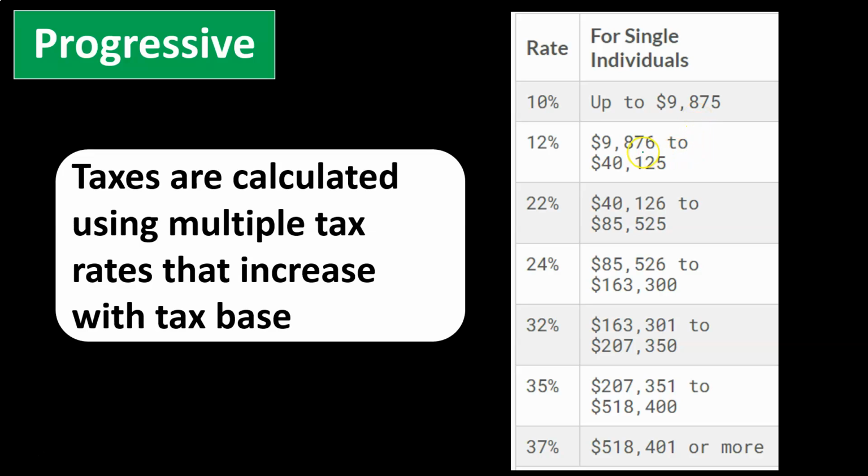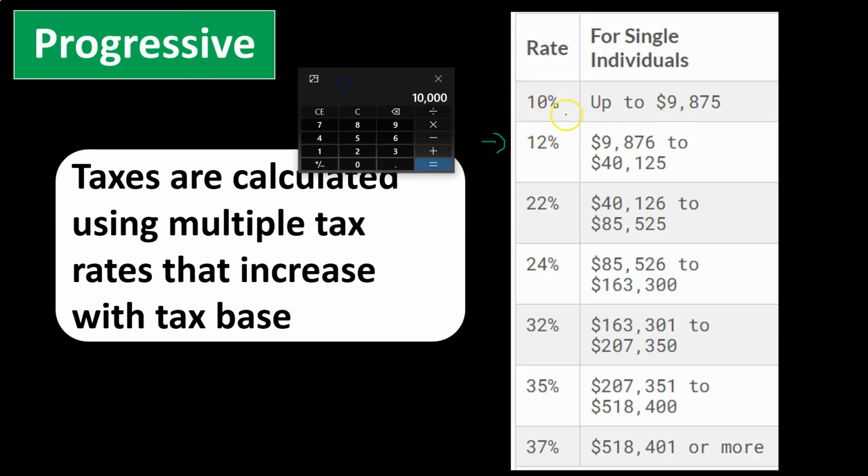Then the next level is from $9,876 to $40,125 at 12%. So when I get to this level of 12%, the confusing thing here is that if I earned $40,000, which is within this range, I'm not just taking 40,000 times 12%. Rather, I have to take 9,875 times 10%, and then I've got to take the difference that gets me up to the 40,000, which would be 40,000 minus the 9,875, which would be 30,125.